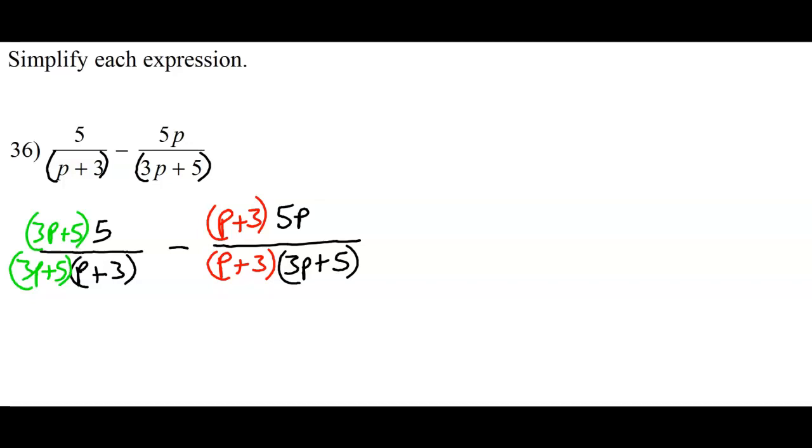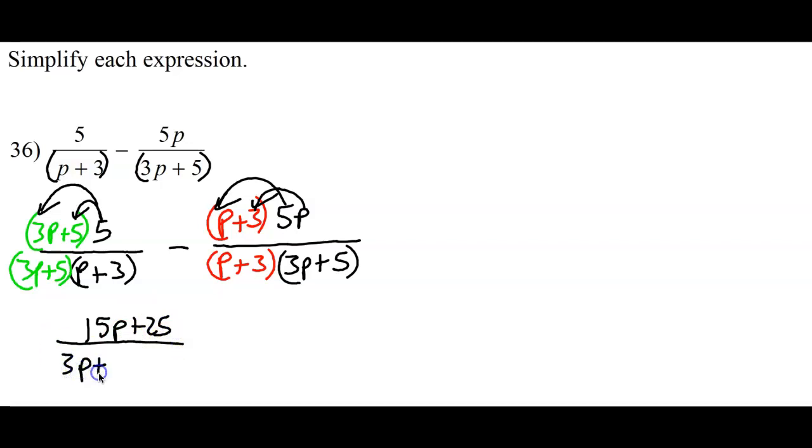After that, we're going to simplify the numerators. So I need to distribute this 5 here, and I need to distribute this 5p in here. And let's see what we have as a result. 15p plus 25 over, and then here we have 5p squared and 15p.